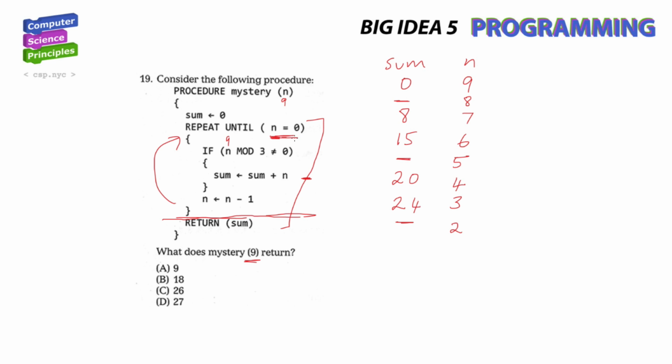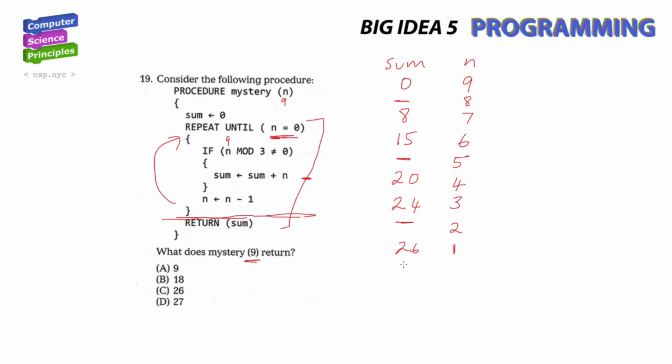We come back up to the top of the repeat. 2 equals 0 is false, so we're going to keep repeating. 2 mod 3 equals 2, which does not equal 0. Well, that's true, so now we're going to change the sum. So we take the 24 and we add it to the 2. So that gives us 26. We deduct 1 from the n, so that gives us 1. 1 comes in the top. 1 mod 3 does not equal 0. Well, that's correct.